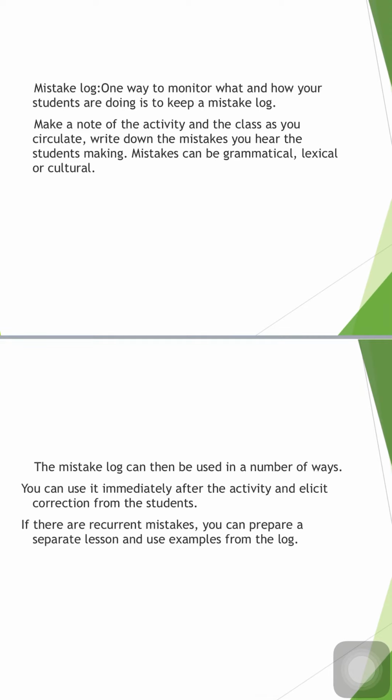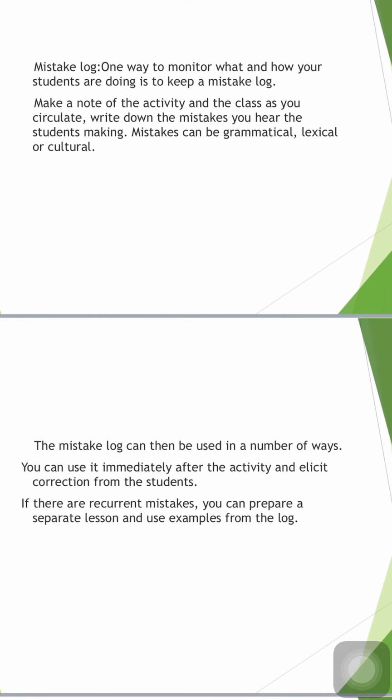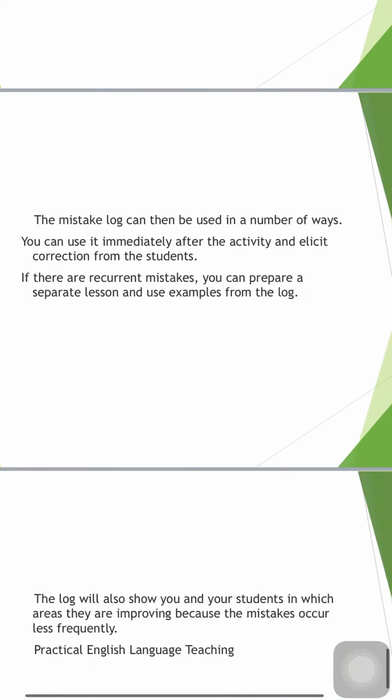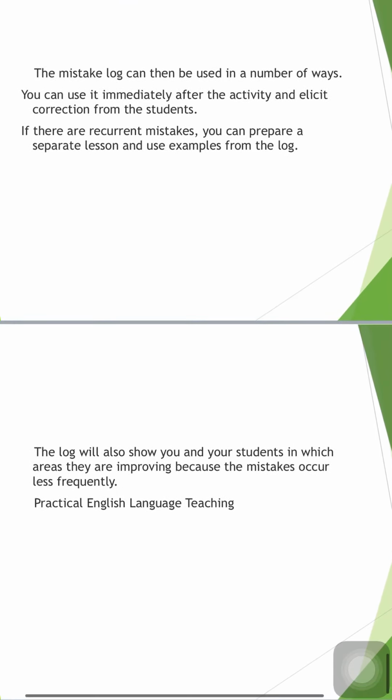Mistake log. One way to monitor what and how your students are doing is to keep a mistake log. Make a note of the activity and the class as you circulate. Write down the mistakes you hear. The students' mistakes can be grammatical, lexical, or cultural. The mistake log can then be used in a number of ways.